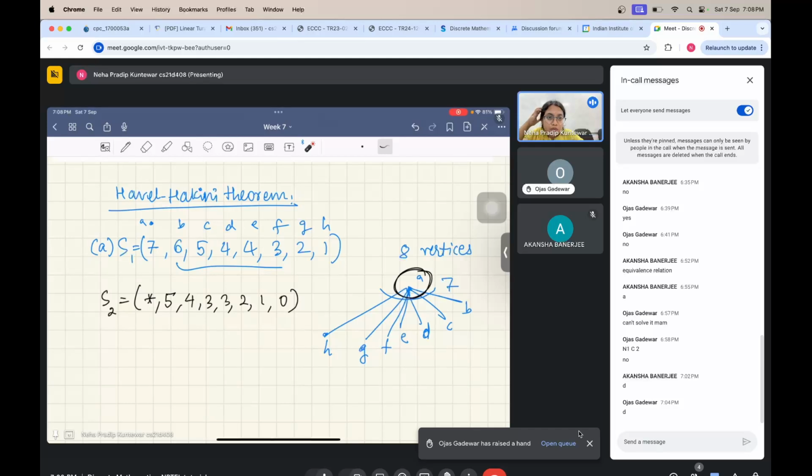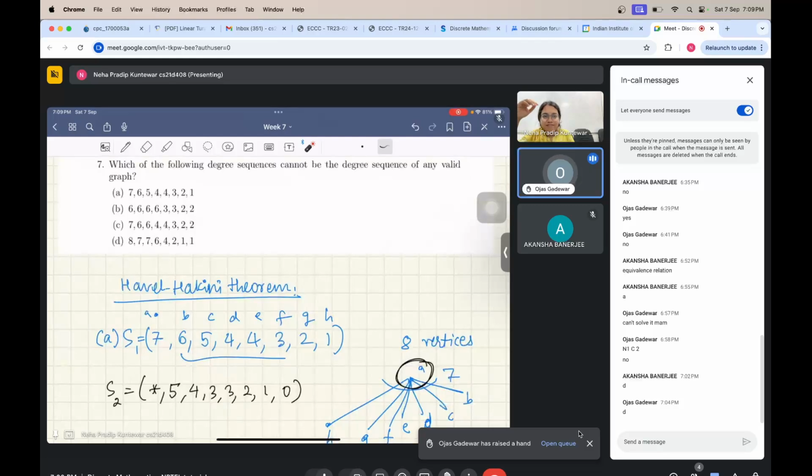Ojas, you have a question? Ma'am, it's not a question, but in option D, there are 8 vertices, and the degree of the first vertex is 8, and that cannot happen. So by that method, we can get the answer to this question. Exactly.